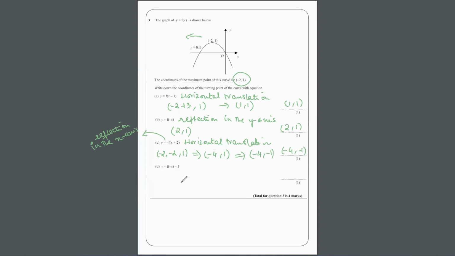In part D, there's a double transformation happening again. It is f of -x minus 1. So for f of -x, there's a reflection in the y-axis. And for this -1, it's a vertical translation.